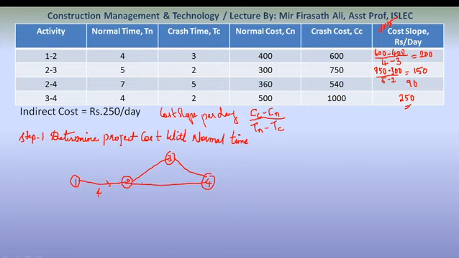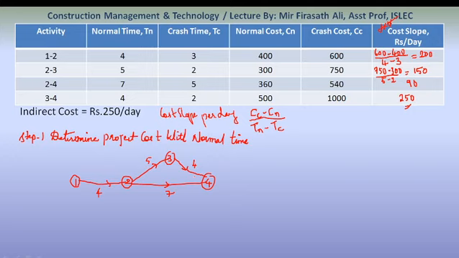What is activity 2 to 3? 5 days. 2 to 4 is how much? 7 days. And 3 to 4 is how much? 4 days. 3 to 4 is 4 days.